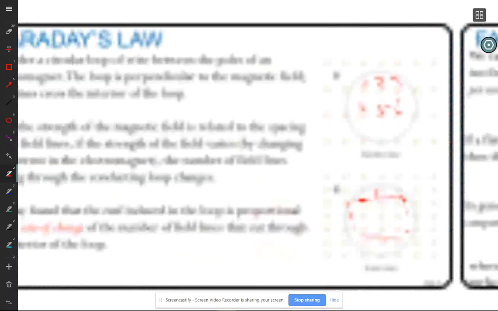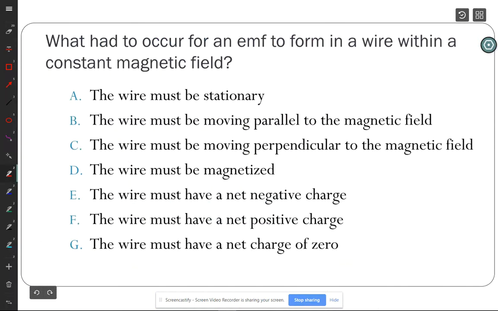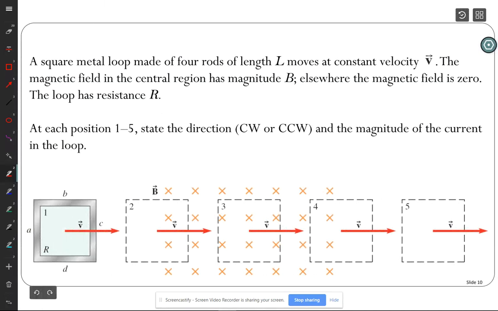Now back to all those slides I skipped. There was a question here. Let's start with this one. If I go from A, B, C. So if I'm at A, I have a loop that's moving in a constant magnetic field of 0. Am I going to have current produced when it's in A? It's just moving in a region with no magnetic field. Okay, Trey says no, and you're correct.